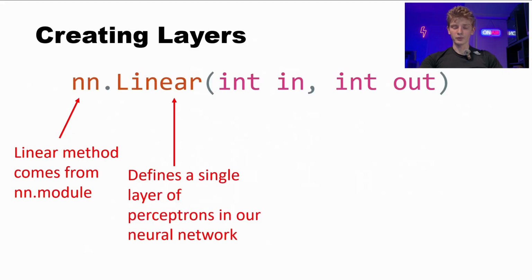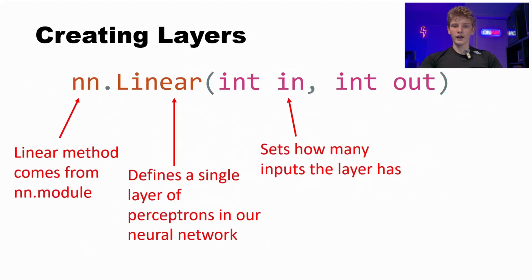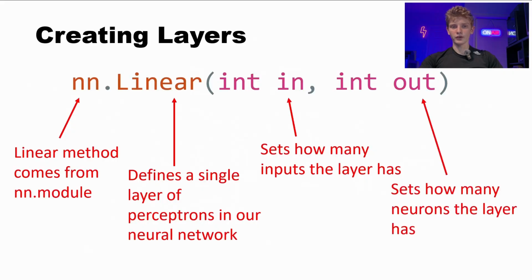And what this method will do is it will define a single layer of perceptrons in our neural network. If you remember from the previous video, neural networks are simply made up of layers and layers of neurons, which are all connected together. Now this method takes as parameters how many inputs the layer should have, and it also takes how many neurons the layer should have, which of course is the same number as the number of outputs the layer has.